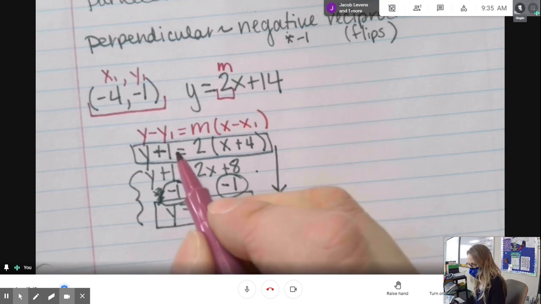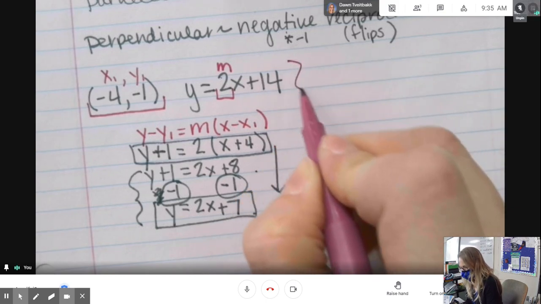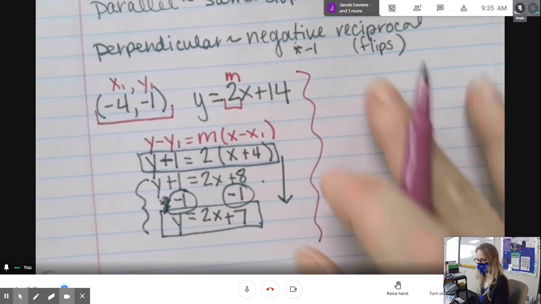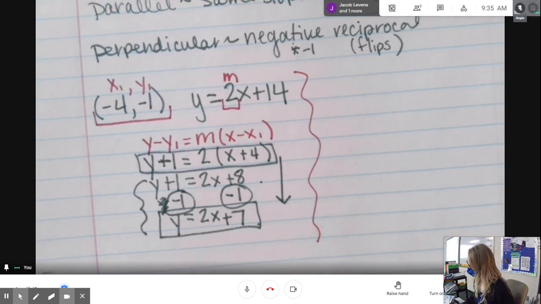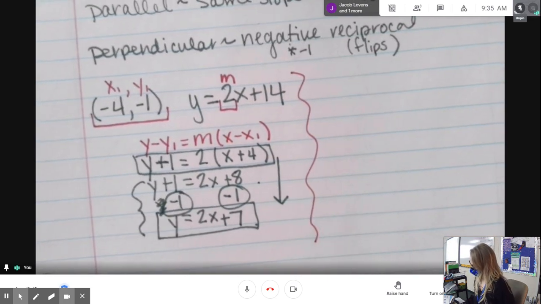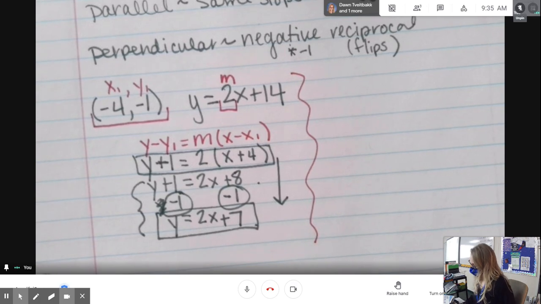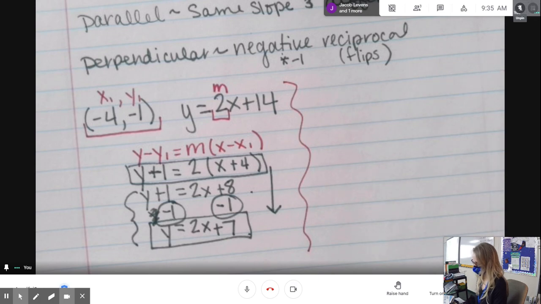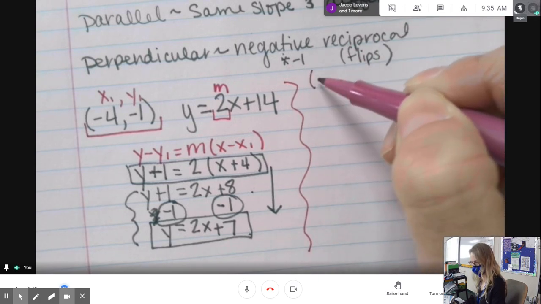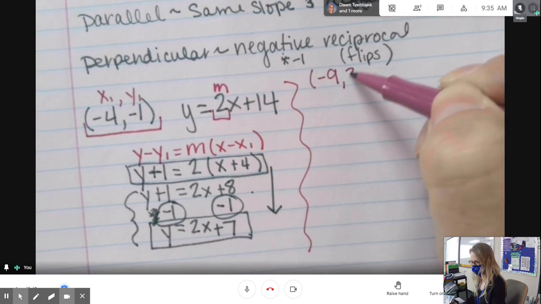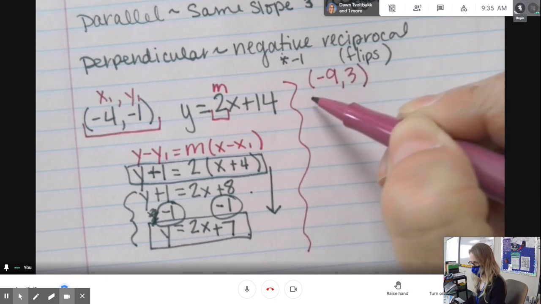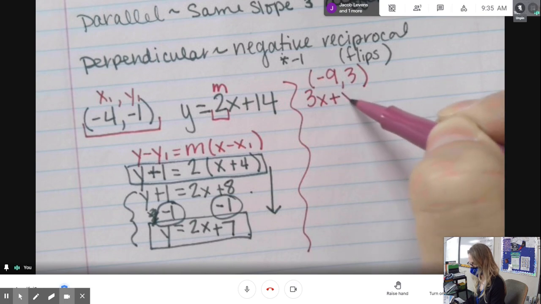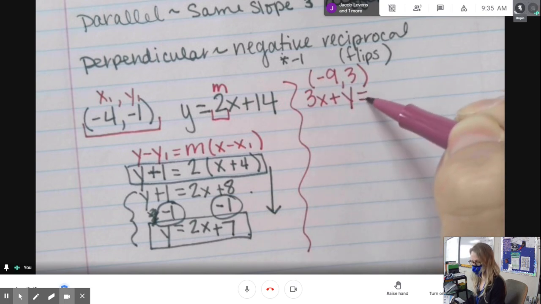I want to review now a perpendicular line. So draw a squiggle or a line. This was parallel. Now we're going to practice a perpendicular. A quick review of yesterday. I want to do kind of an ugly problem though, okay? So I'm going to choose to do -9, 3. And I want to write 3x plus y equals 5.